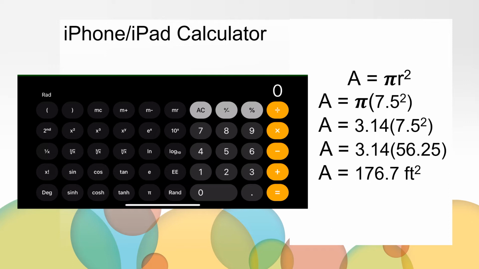So I know the formula to find an area of a circle is pi r squared. I am going to push the pi button, which is on the bottom row, kind of in the middle here. And then I'm going to push times 7.5, and then I'm going to square that number. The square button is on the top left in the second row. And when I'm done, when I round this number to the nearest tenth, I get 176 7/10.